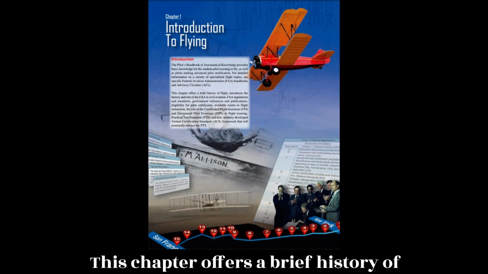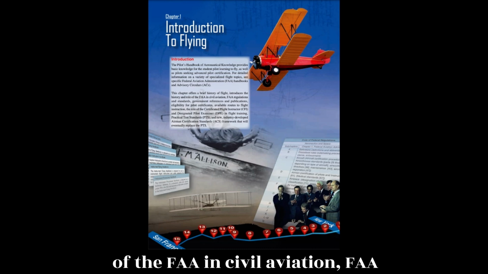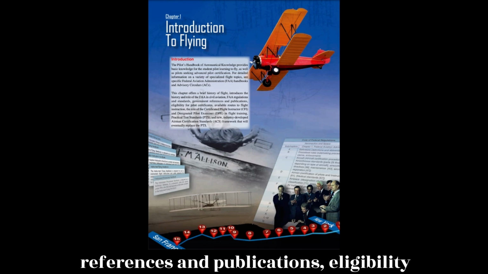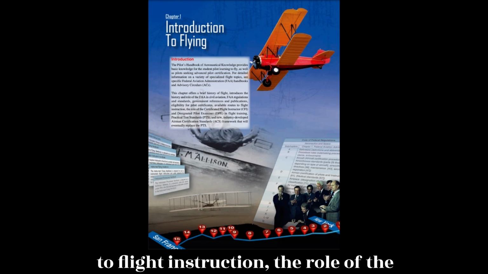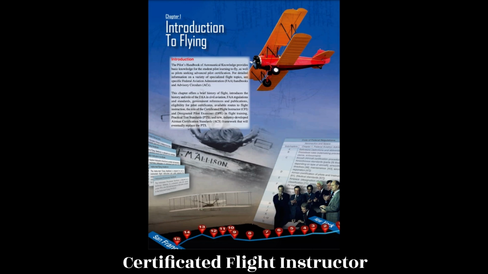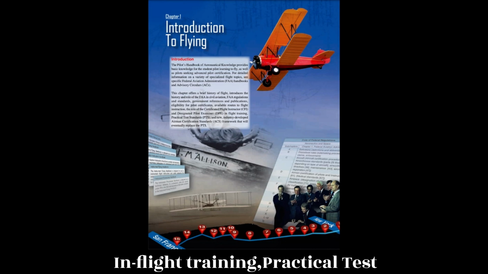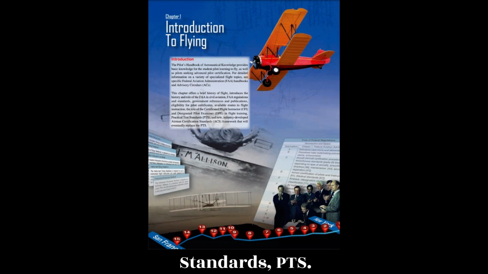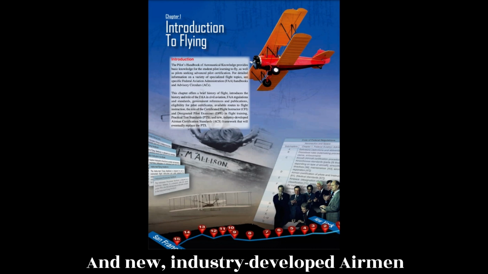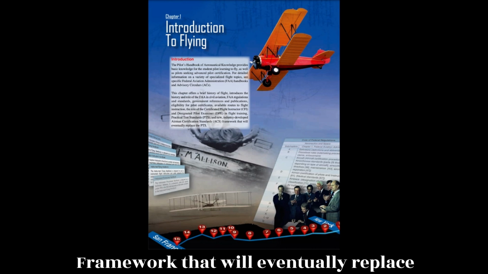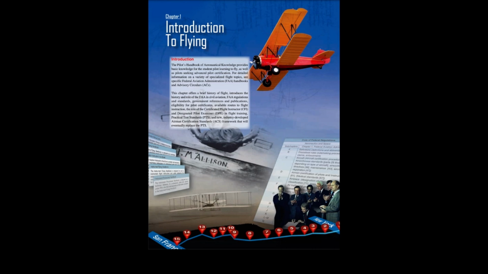This chapter offers a brief history of flight, introduces the history and role of the FAA in civil aviation, FAA regulations and standards, government references and publications, eligibility for pilot certificates, available routes to flight instruction, the role of the certificated flight instructor, CFI, and designated pilot examiner, DPE. In flight training, practical test standards, PTS, and new, industry-developed Airman Certification Standards, ACS, framework that will eventually replace the PTS. End of page 1-1.